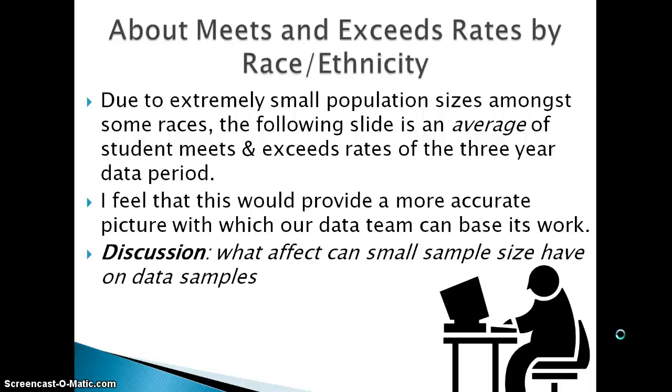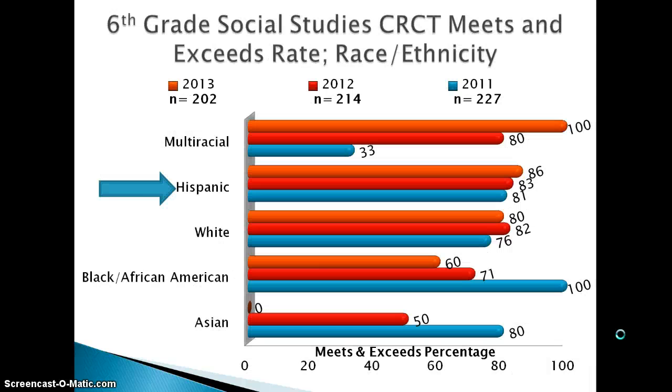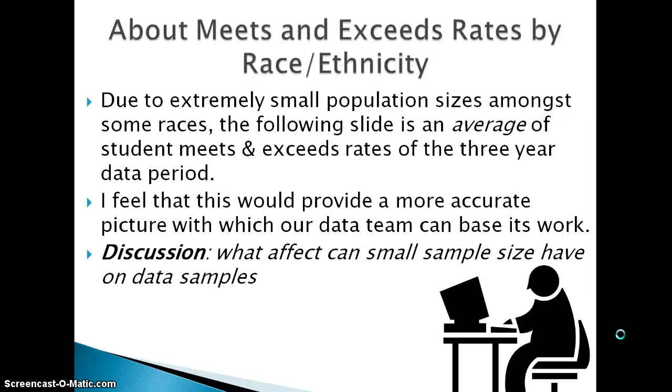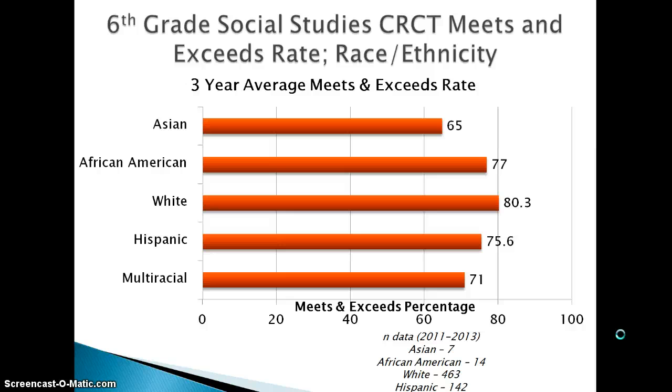And you have to be careful when you look at this data to think about the small sample size. I would love to go back to this slide and say, hey, we did have a 100% African American pass rate. We did have a 100% multiracial pass rate. We did, but as you're going to see, it's not that many kids over a 3-year span. So again, we're contemplating the effects of small sample size.